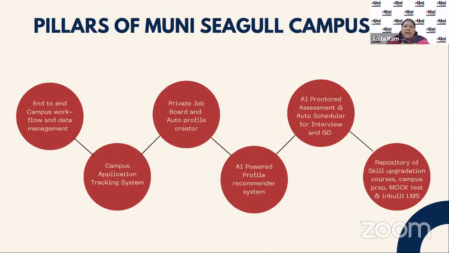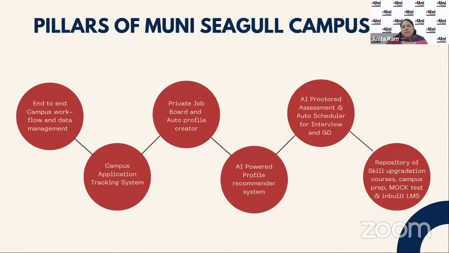Now let me highlight the pillars we provide from mUniCampus Seagull. We have end-to-end campus workflow and data management. As I said earlier, we provide you a detailed campus application tracking system, right from receiving the application until the student receives an offer. You can track the entire journey of the candidate. Then a private job board and an auto profile creator for the candidates and for the institute. Then an AI-powered profile recommender system that suggests the best possible candidates available based on the JDs the recruiter has given.